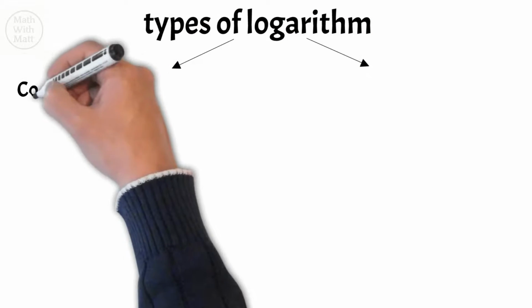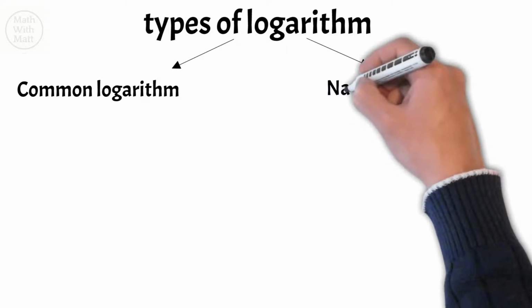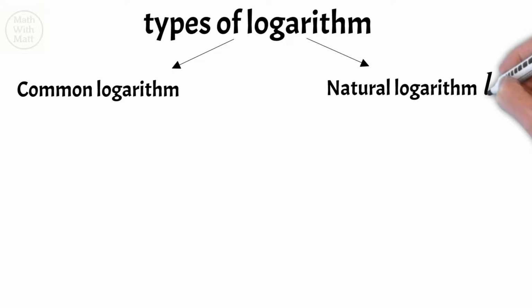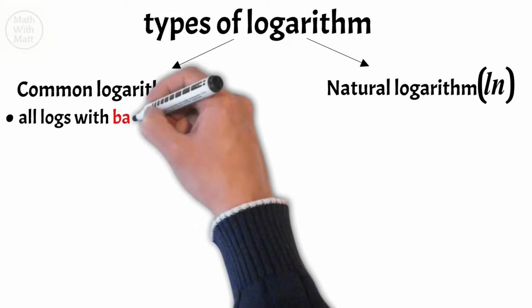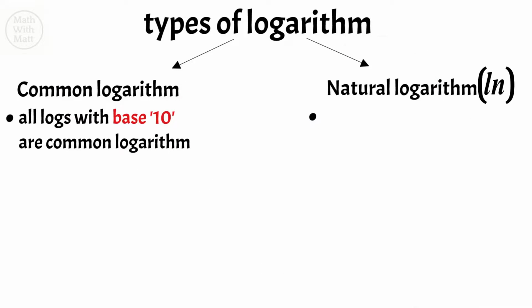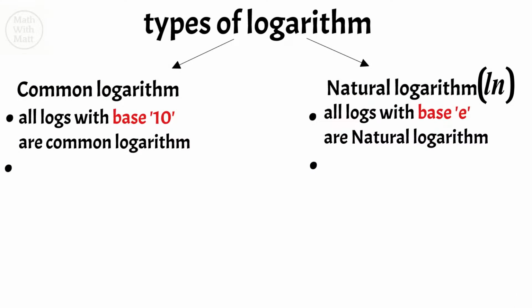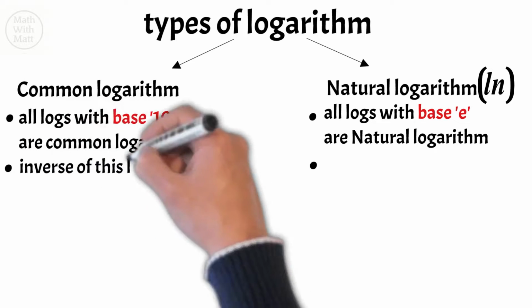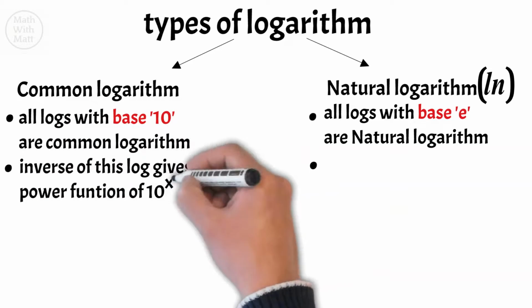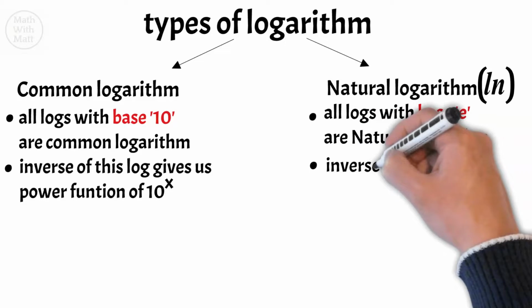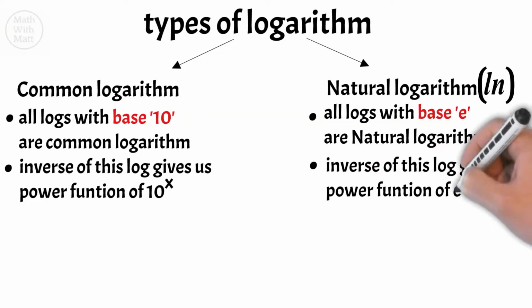The most familiar types of logs we will use are common logarithm and natural logarithm. And what are these common and natural logs? We will see right away. All logs that have base as 10 are common logarithm, and all logs that have e as base are natural logarithm. Which means the inverse of the common log is a 10 to a power function, and the inverse of the natural log, an exponential function.